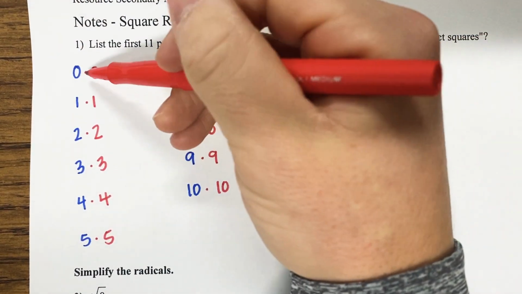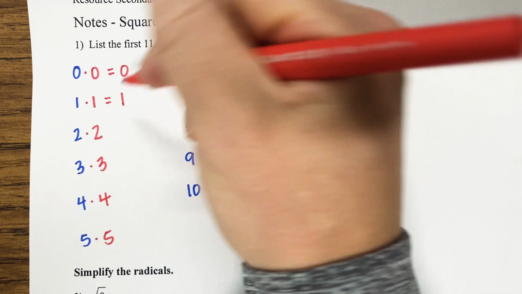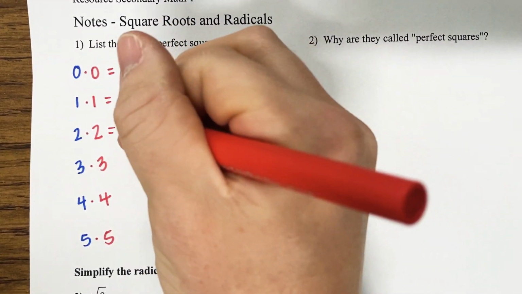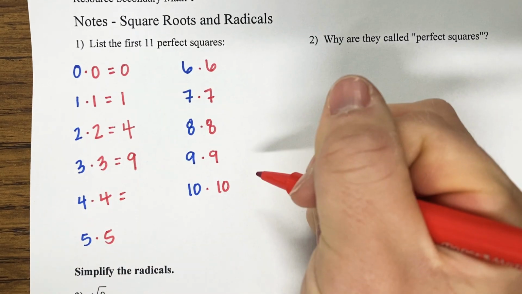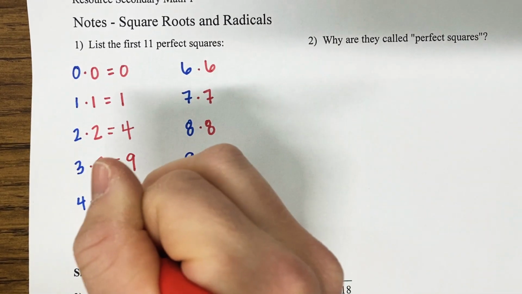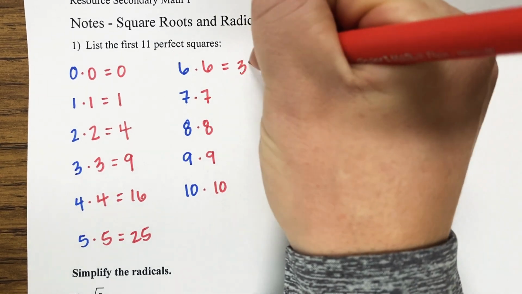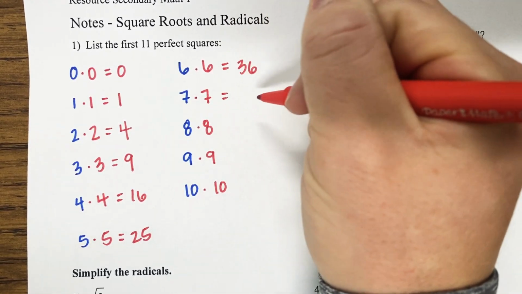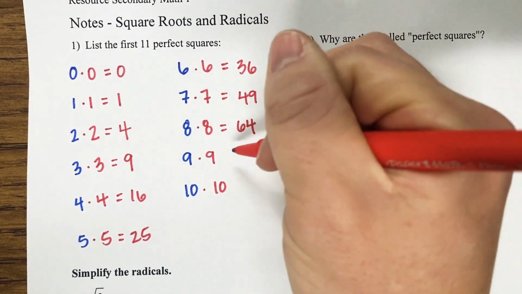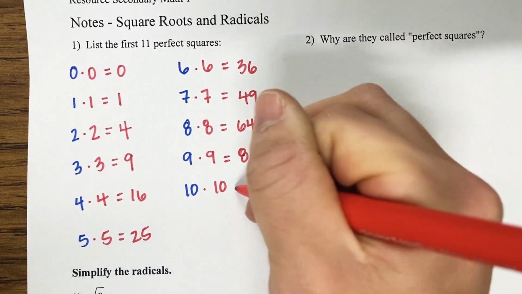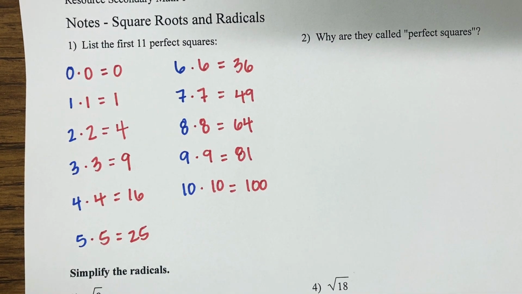So now let's write, what is 0 times 0? It's just going to give us 0. What's 1 times 1? 1. 2 times 2? 4. 3 times 3 is 9. 4 times 4? 16. 5 times 5? 25. 6 times 6? 36. 7 times 7? 49. 8 times 8 is 64. 9 times 9, 81. And 10 times 10, 100. You could keep going with all the other numbers, but we're just going to go up to 10 for now.